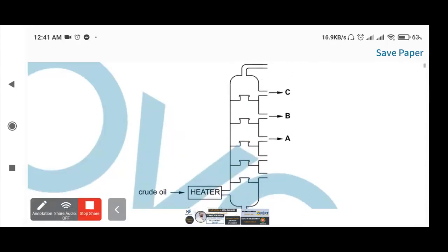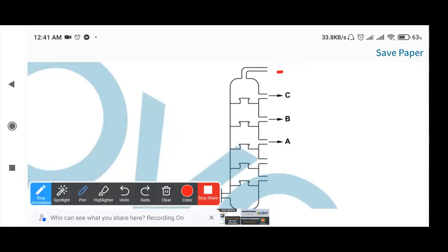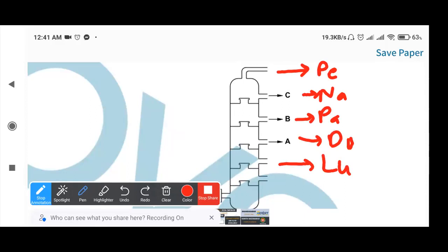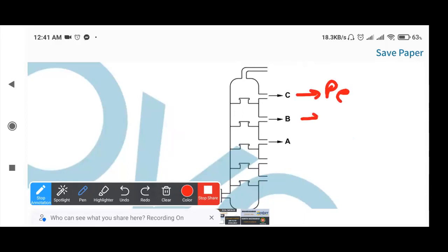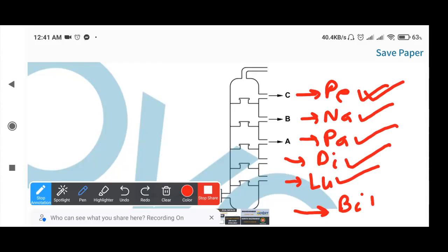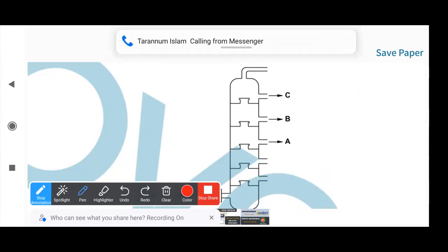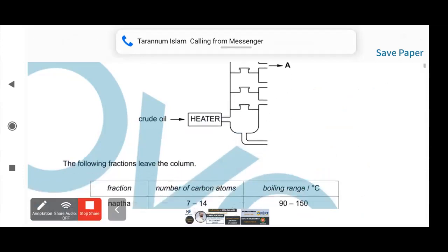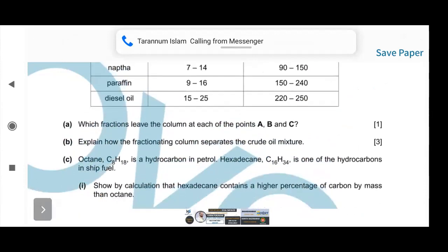So the shortcut for remembering which fraction is obtained where: from the top it's "P na pa di lu", and from the bottom it's B. So P for petroleum gas, Pe for petrol, Na for naphtha, paraffin, diesel, lubricating oil, and bitumen. And from the top we will get the petroleum gas, or what we call the natural gas. Here everything is given, so you can easily answer this question.